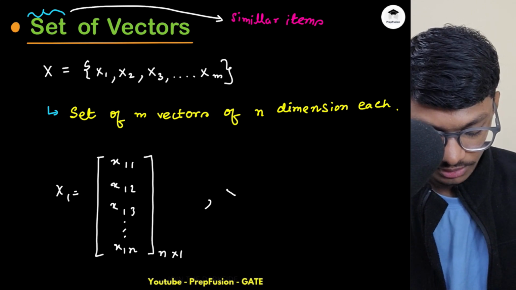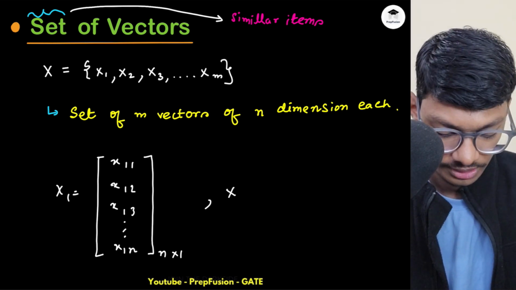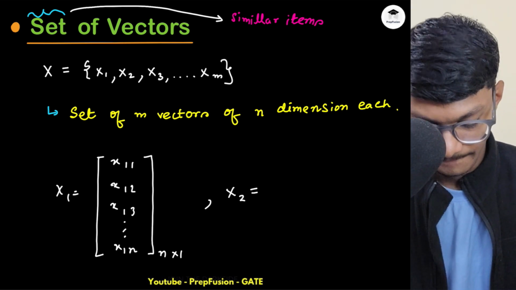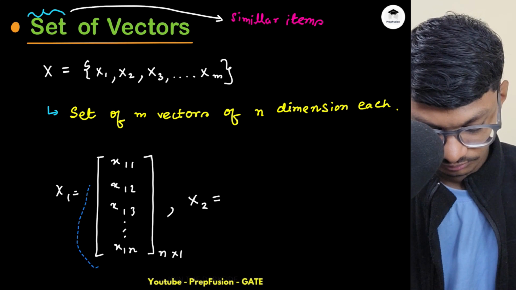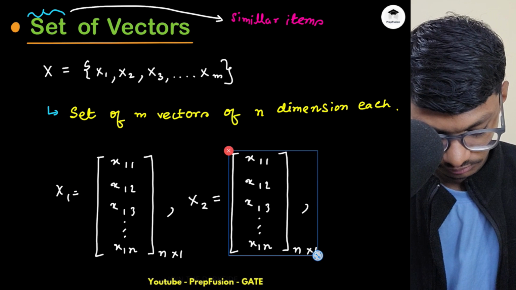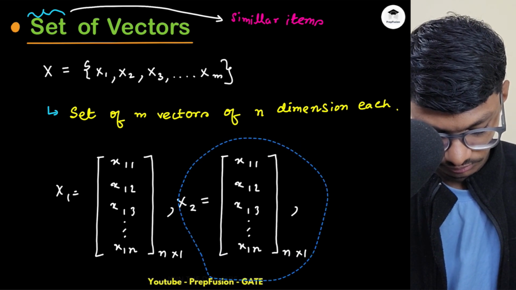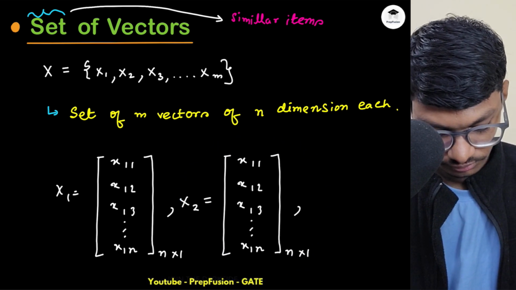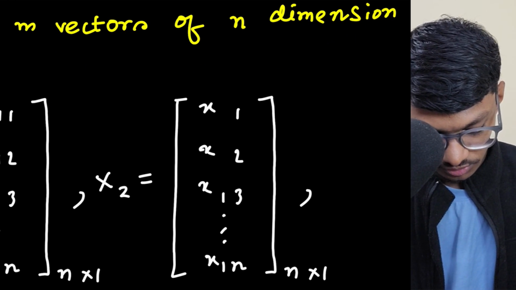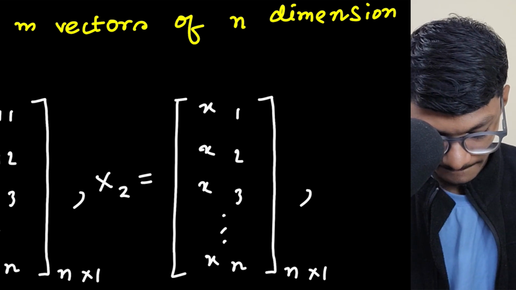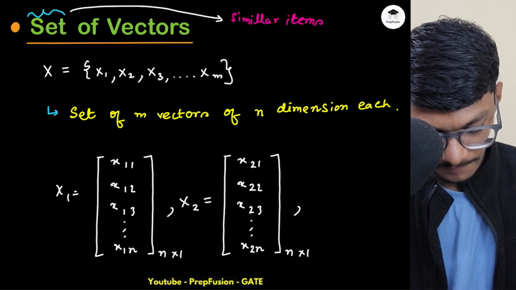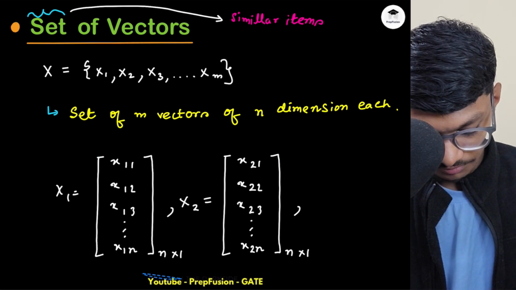Now x2 can also be written like this. So this will be 2, right? This will be 2. And this will go on till m.